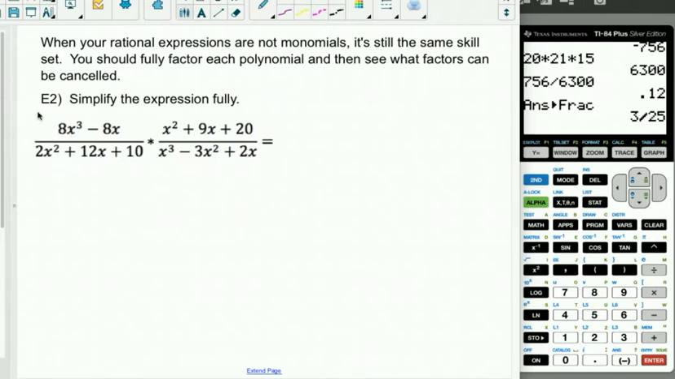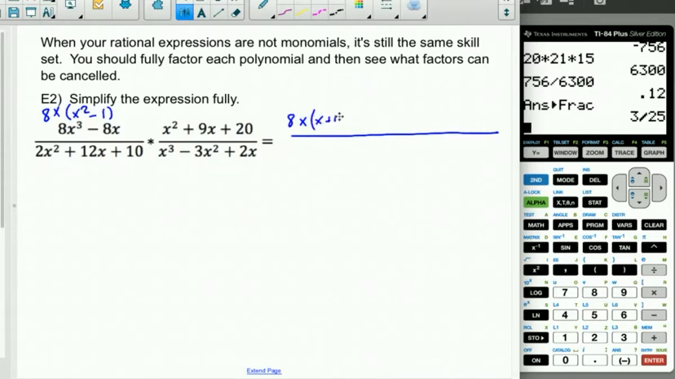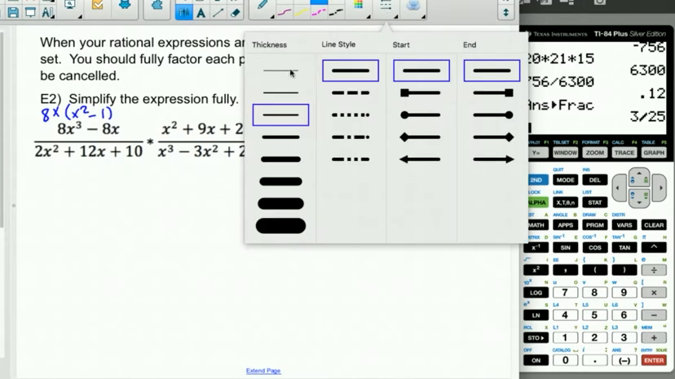If you want to do a little bit of the factoring work above the polynomial, that's fine. I notice there's a GCF here of an 8x, and what's left is an x squared minus 1, which is a difference of squares. So this first thing is going to factor into an 8x times an x plus 1 times an x minus 1. So that one's done.